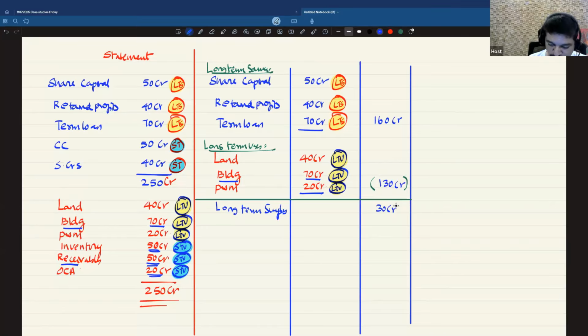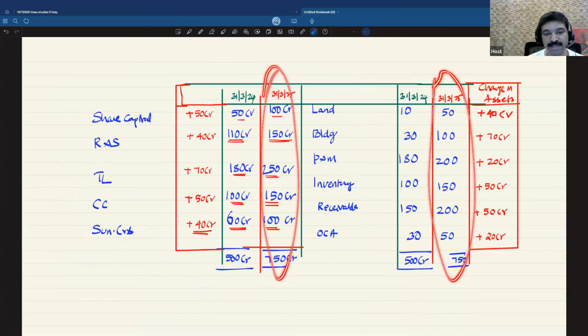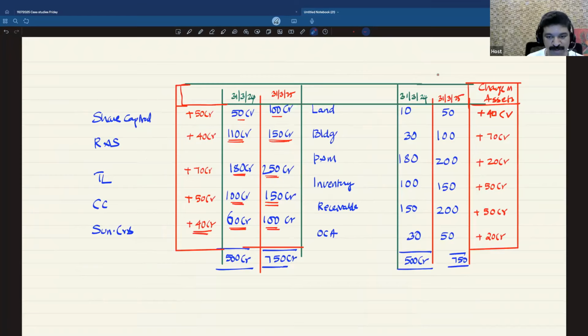That is 30 crore. So now by looking at this statement, what you can understand is this business has raised long-term funds of 160 crore, and out of that 160, they have spent only 130 crore and they still have 30 crore left with them. That is the understanding you are getting, right? Do you think you will get this understanding just by looking at this balance sheet? Yes or no? Maybe yes, only when you prepare the statement. Otherwise, no.